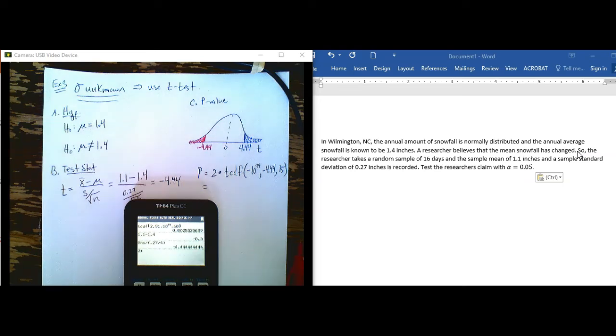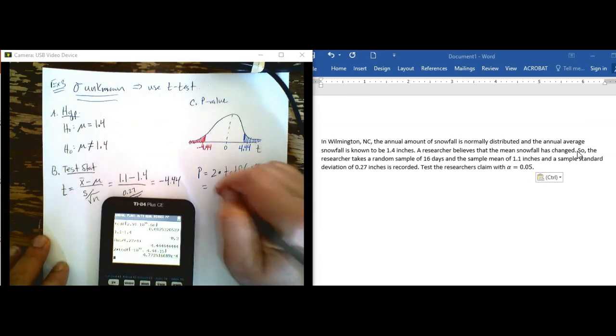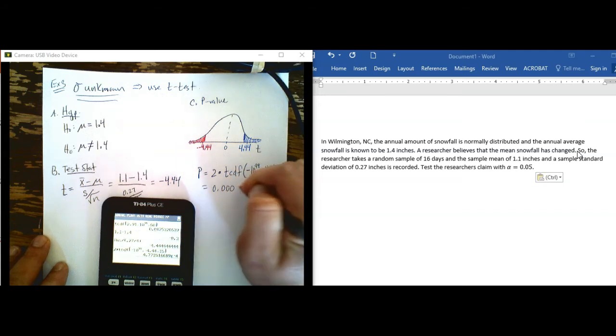Do 2 times first, and then access distribution, t-CDF, and then let's put in our numbers. Negative 10 to the 99, negative 4.44, 15 degrees of freedom, paste it in. So we're getting 4.77, yada yada yada, and watch out for that little e to the negative 4, which means we move this decimal 4 places to the left. So this would be 0.0005.